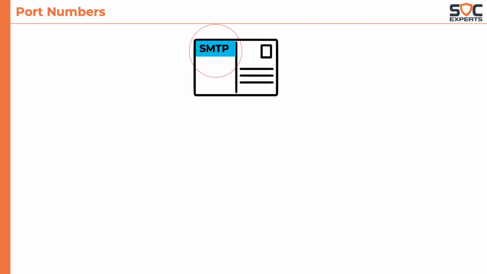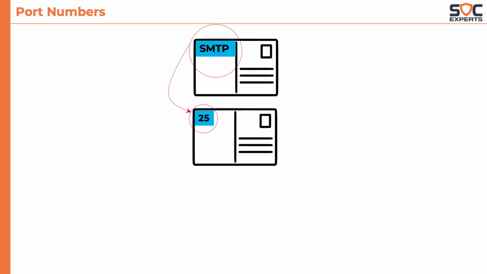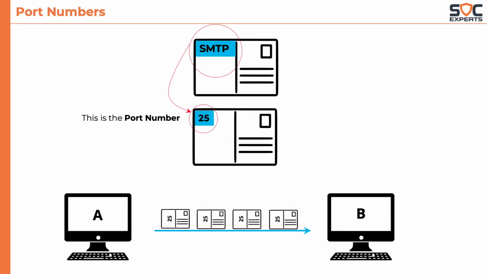Again, let's consider the example of computer A sending an email to computer B. Now, instead of embedding the protocol information, computer A will put in the assigned number for SMTP in the packet. For SMTP, it is 25. So we could say that the port number for SMTP is 25. You might be wondering, how does the computer know 25 means SMTP? To understand this, let's learn a little bit more about port numbers.